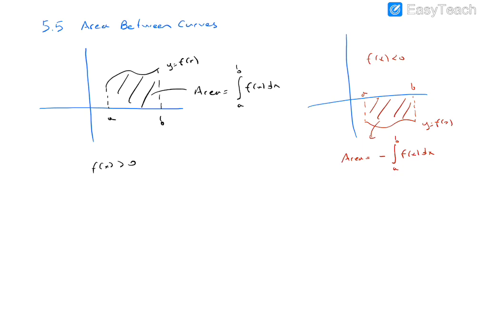Because of this reason, we say signed area between the graph of f of x and the x-axis from a to b, where the areas above the x-axis are counted positively, like the first one on the left side, and the areas below the x-axis are counted negatively. So this is negative.